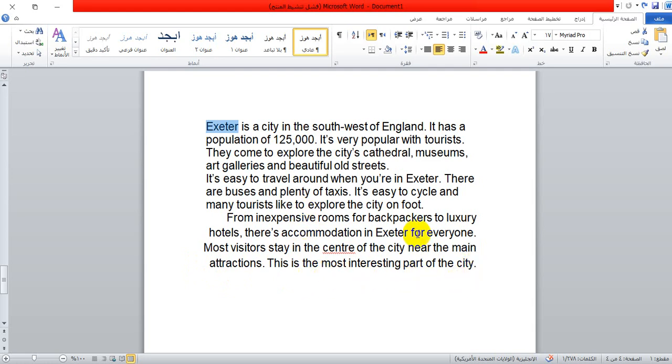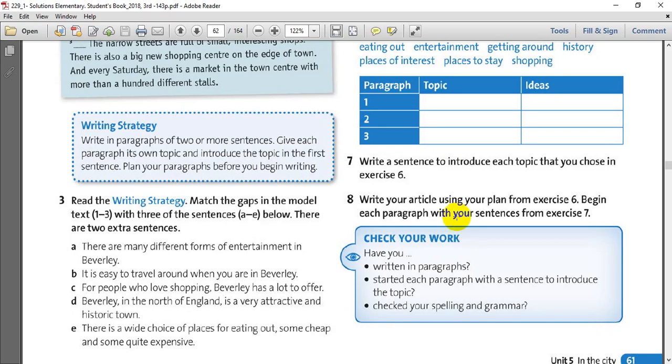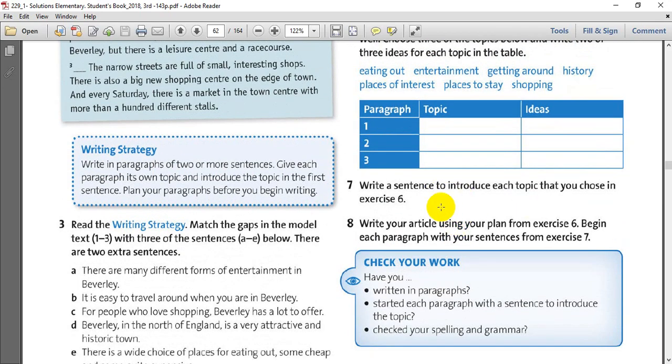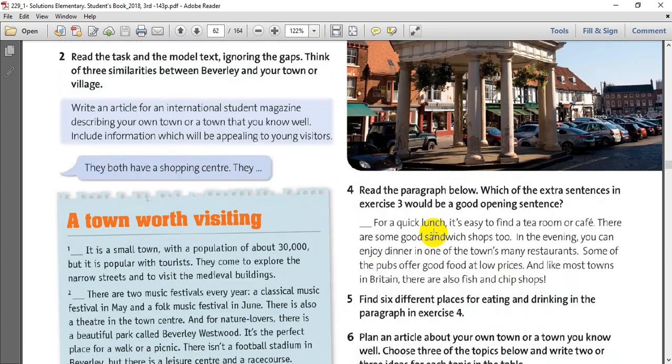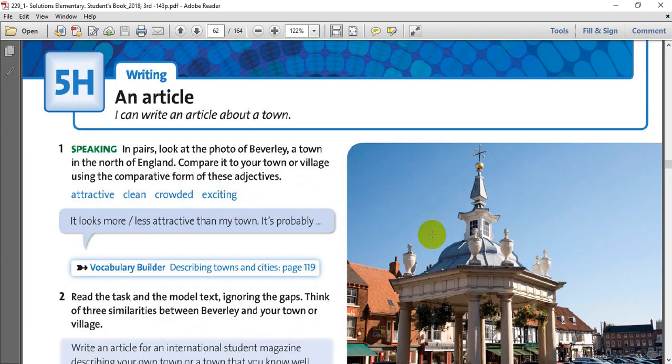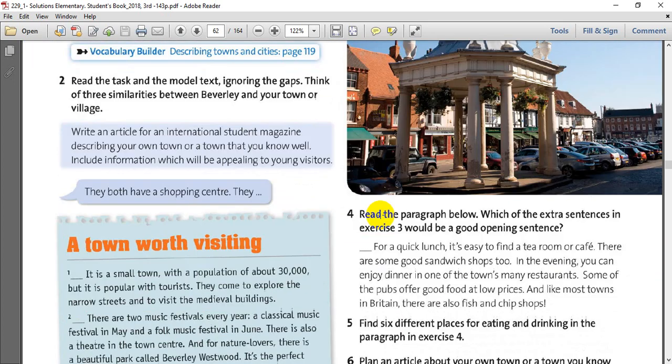Try to write an article like this article, maybe about Istanbul, maybe about Syria, just using the sentences here in exercise 7. And I wish you all the best. This is everything for today.